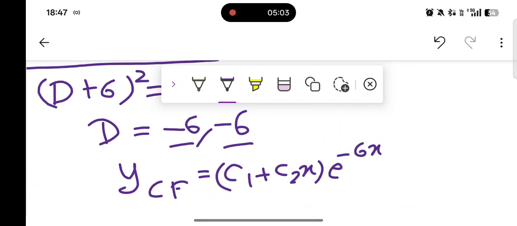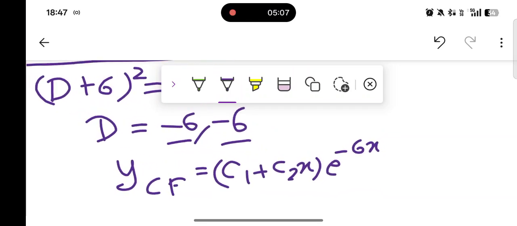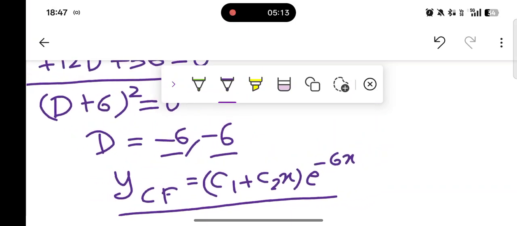I have sent you the chart of formulas, so you can easily calculate the CF using the formula. So I am not going to explain. Just remember the formula, okay? You don't need to know how we get the formula, at least at this moment. So however, this is C1 plus C2 x.